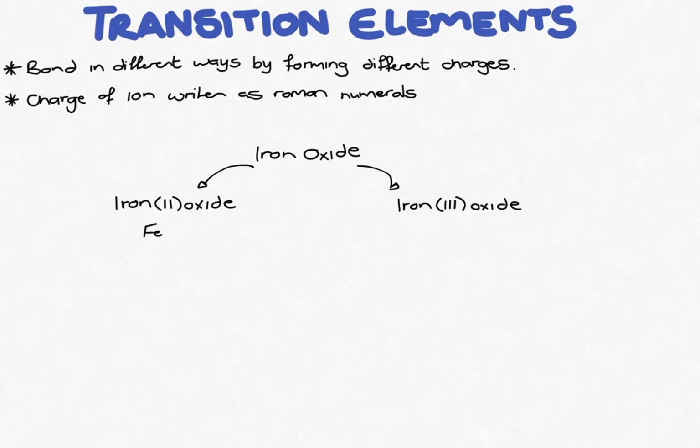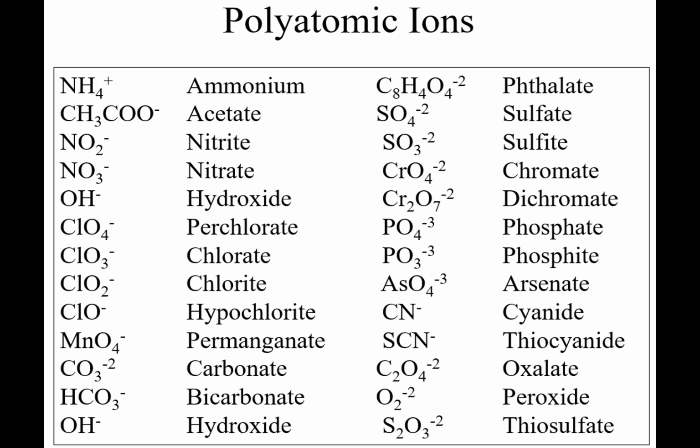Remember, the oxidation number is exactly the same as the charge. So with iron 2+, my oxidation number is +2, and the oxygen will have an oxidation number of -2. Iron 3+ has an oxidation number of +3, and the oxygen has an oxidation number of -2. This will also indicate how these elements bind together. So iron(II) oxide will be FeO and iron(III) oxide will be Fe2O3.